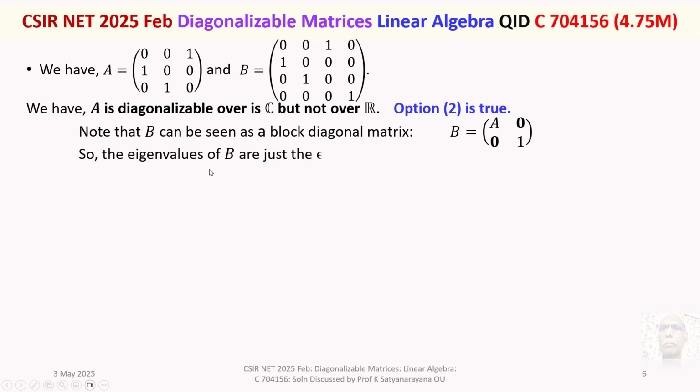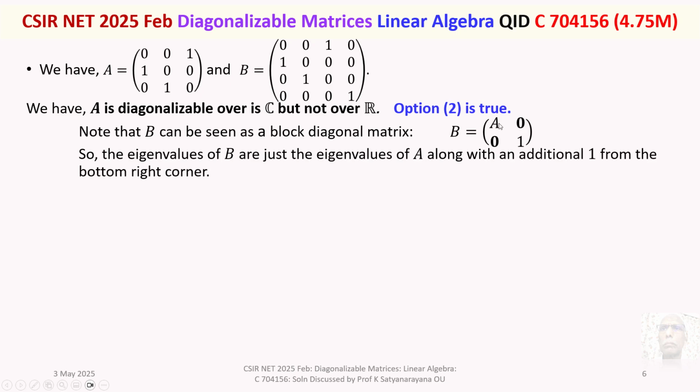So the eigenvalues of B are just the eigenvalues of A along with an additional 1 from the bottom right corner, that is a 1 by 1 matrix. From that the eigenvalue we get is 1. From A we get 1, omega square, and from here another 1. Therefore for B, the eigenvalues are 1 repeated twice, omega, and omega square.